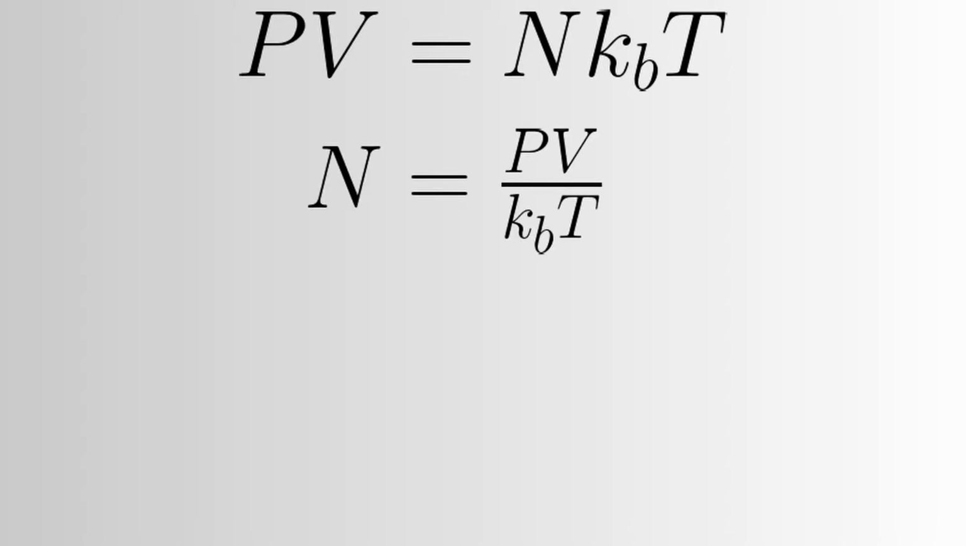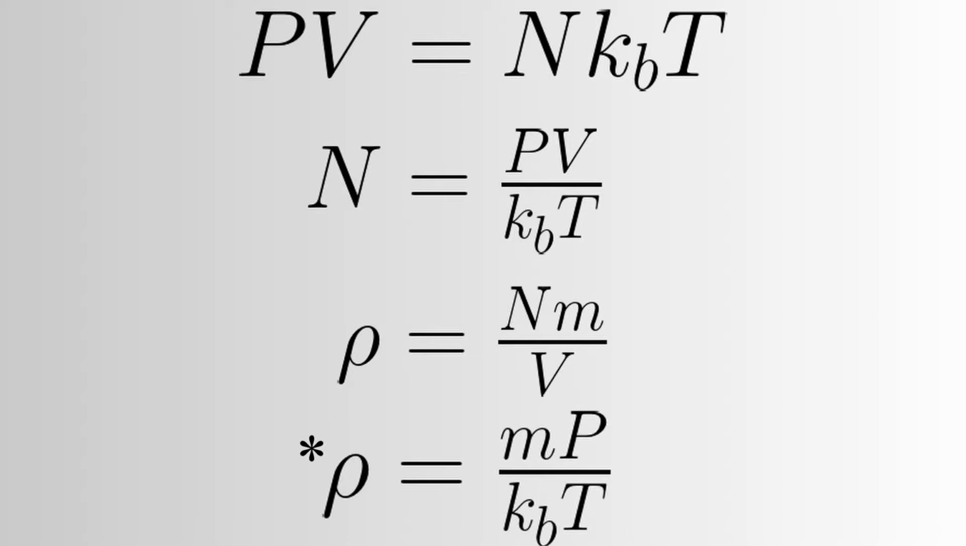Now I want to write the density equation as the number of atoms times the mass of each atom over volume. Then, if we plug in what we had previously found for n, we get the new equation, which is the mass of the air molecules times the pressure divided by Boltzmann's constant times the temperature.